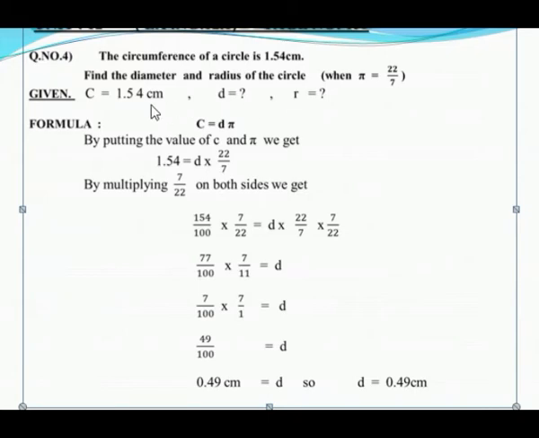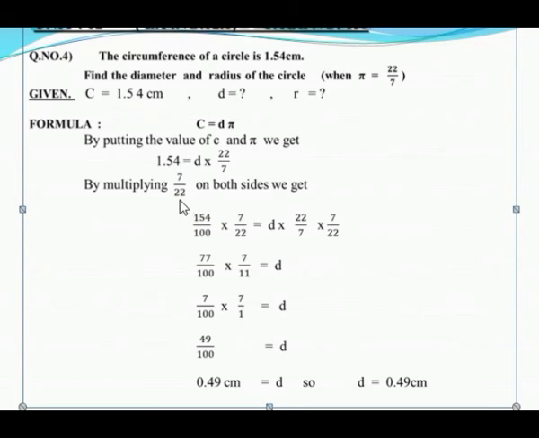Okay, remember that point: we have to use the formula in which the given quantity is present. So this quantity is present, C is equal to D pi. I am choosing this formula. So by putting the value of C and pi, we get 1.54 equals D into the value of pi, 22 by 7. I want to find out the value of D, so I want to isolate it here. One more point: don't bother whether the unknown quantity is on the left hand side or on the right hand side. So solve it here.